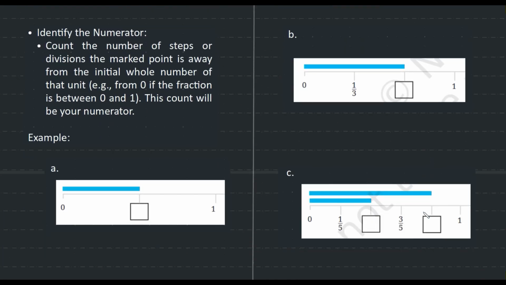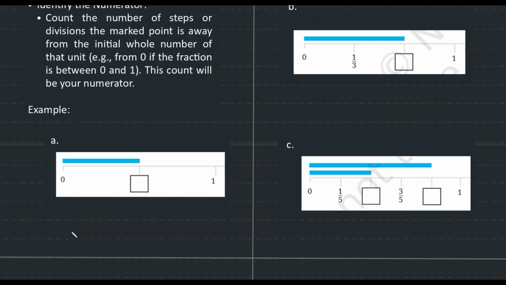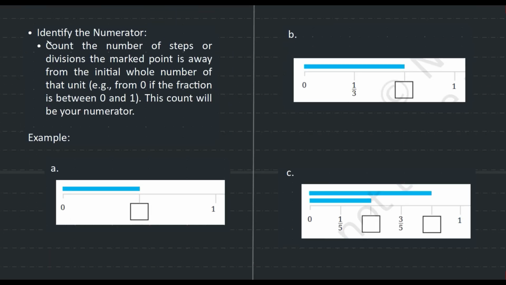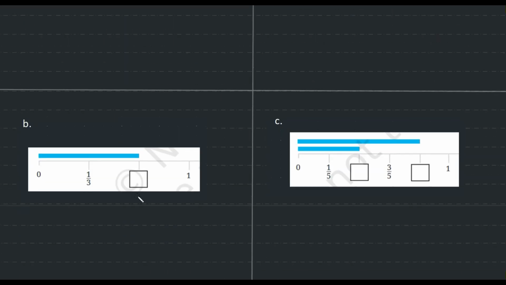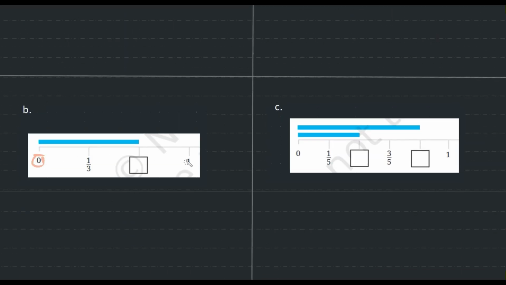Let me explain with examples over here. So we have 3 examples. Let me just rearrange them, make some space. First thing is, let me actually start with the first step. Identify the whole number. So here we have 0 and 1. That's the first step. Not every time we'll get 0 and 1. This is just a set of examples.